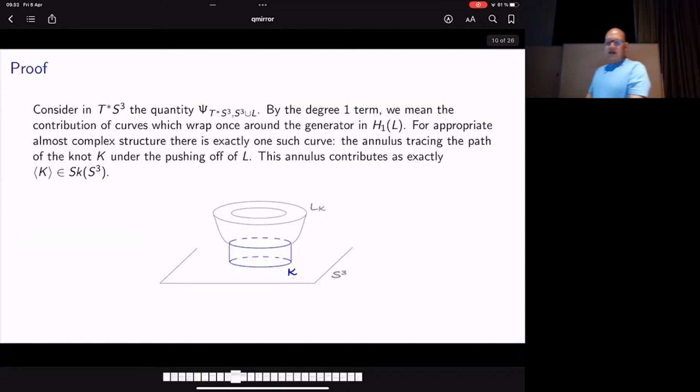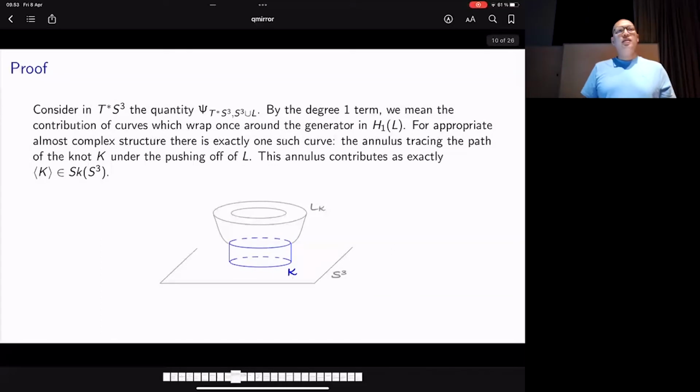The proof is, okay, in this cotangent bundle of S3, you push off a little bit this Lagrangian. And when you push off just a little bit, it's not difficult to see there's exactly one curve, which is this annulus. Originally the conormal to the knot meets the zero section in the knot. And if you push it off, then that knot traces out an annulus. If you set things up correctly, that annulus is holomorphic and the only one. So the count of curves is one curve.